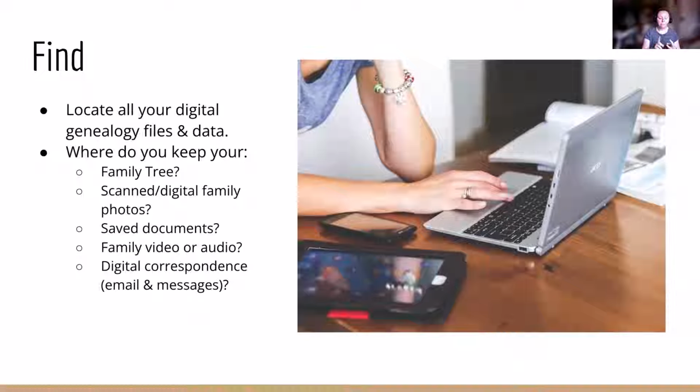Where are they at? Saved documents when you download them from Ancestry or FamilySearch, where are those documents? Or maybe they're in your email because you emailed them to yourself. Maybe they're on a flash drive. Track them down. If you have family video or audio, where are those? Where do you have your digital correspondence? Is it in your email? Is it in text messages? Where are all those things?